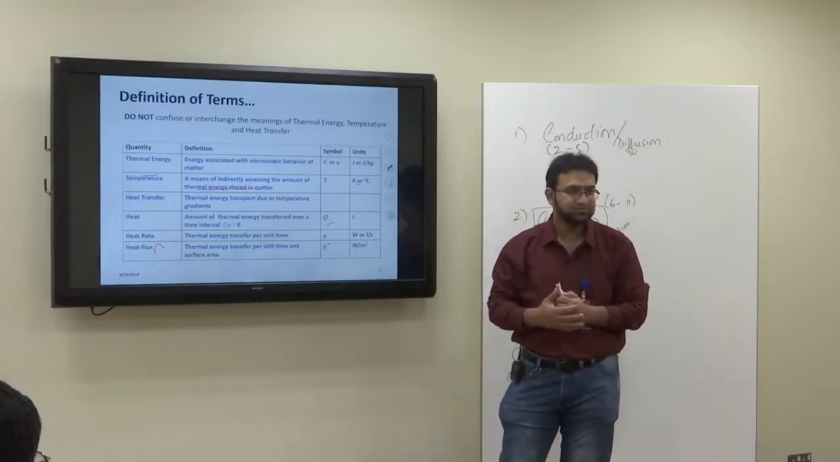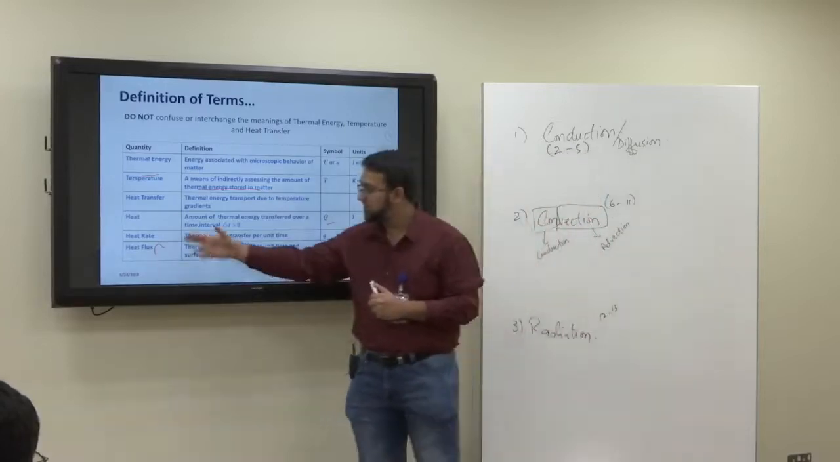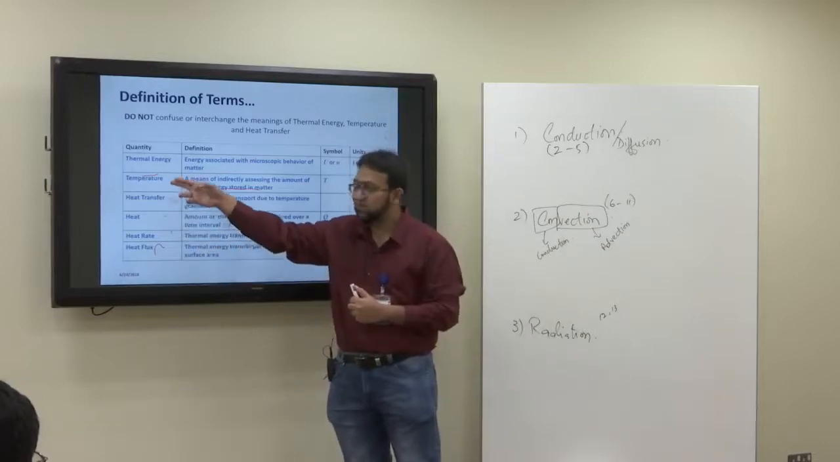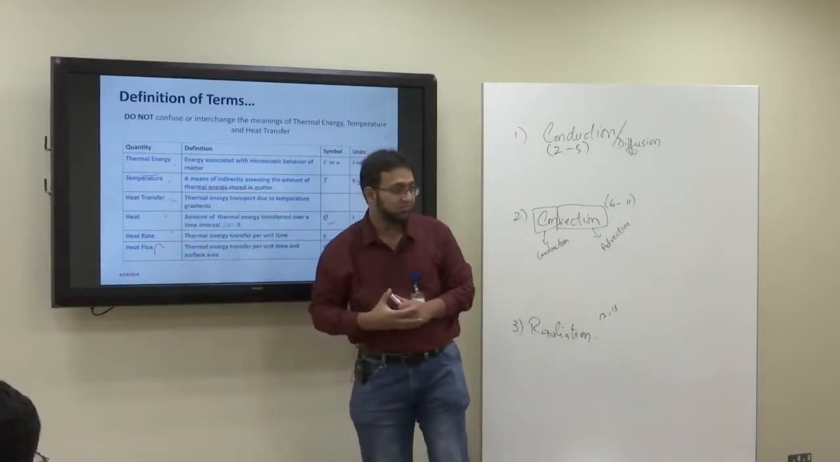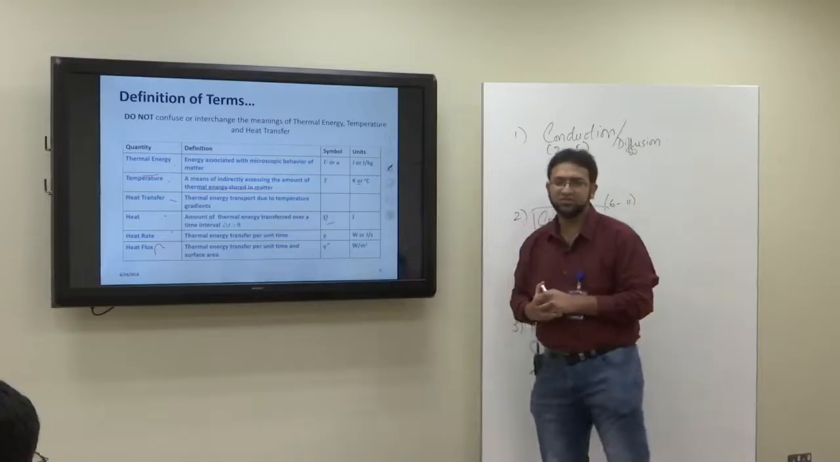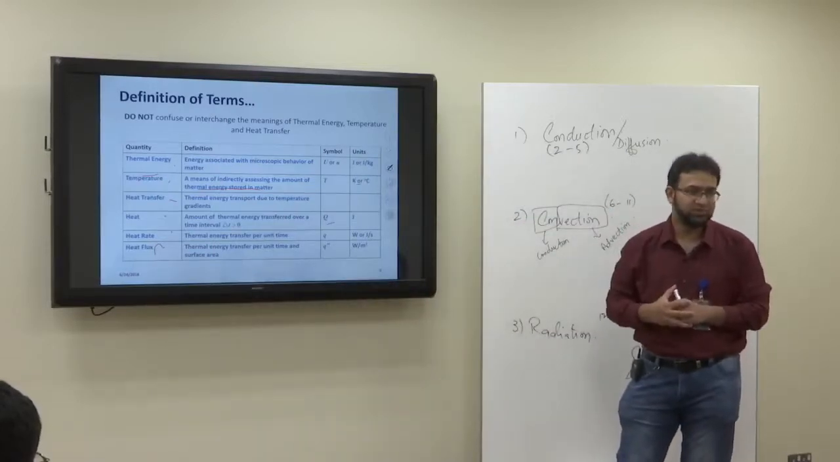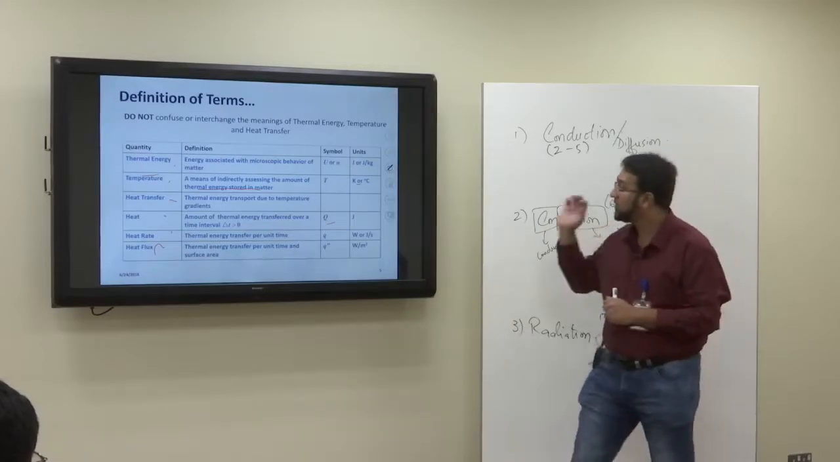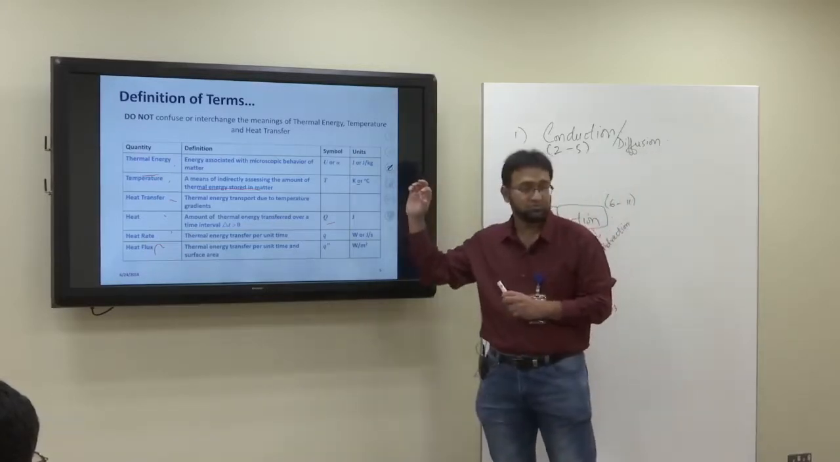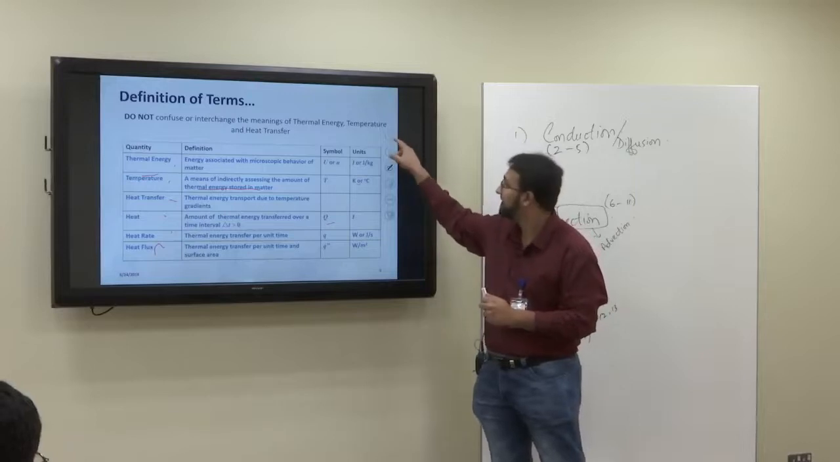It's clear? So this is heat flux, heat rate, heat transfer, temperature, thermal energy. These are general terminologies, but you should be able to differentiate between them. What do they mean? Okay. Any question? Go ahead.